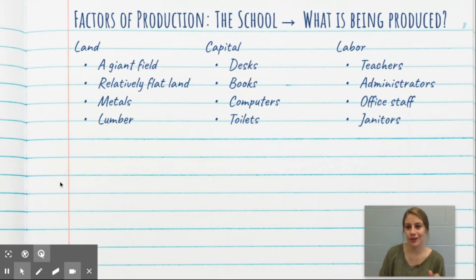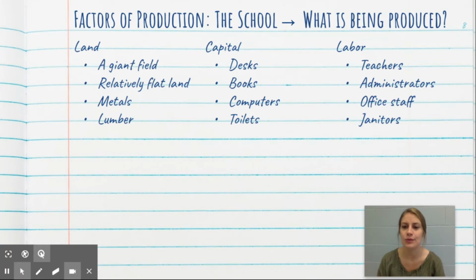To go a little bit further than this, just to give you some examples, factors of production in a school. What's being produced in a school? The land that we will need to build a school on, well, you're obviously going to need a giant field to put the school on, a relatively flat piece of land. We're not going to put our school on the side of a mountain because that's going to be hard to build. We're going to need metal and lumber to build the actual infrastructure of the building. Capital can include the things that are within the school. While we are teaching you and you are gaining an education, capital can include things like desks and books and Chromebooks and water fountains and pens and papers.